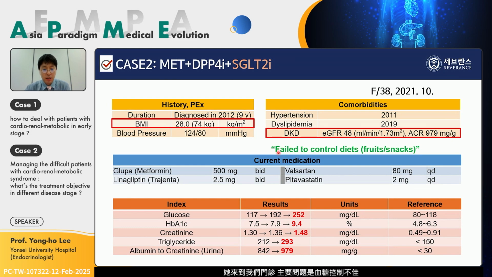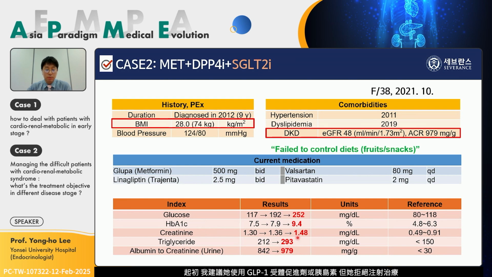When I asked her why, she said she failed to control her diet. She ate a lot of fruits and snacks, and she was under stressful conditions. Her current medication was only metformin 1,000 milligrams and the DPP-4 inhibitor Tradenta 5 milligrams. At that time, her HbA1c was 9.4 from 7.89, which was really high. Her fasting glucose was 250, and creatinine levels were dramatically increasing. Other things like TG levels and ACR were also aggravated.